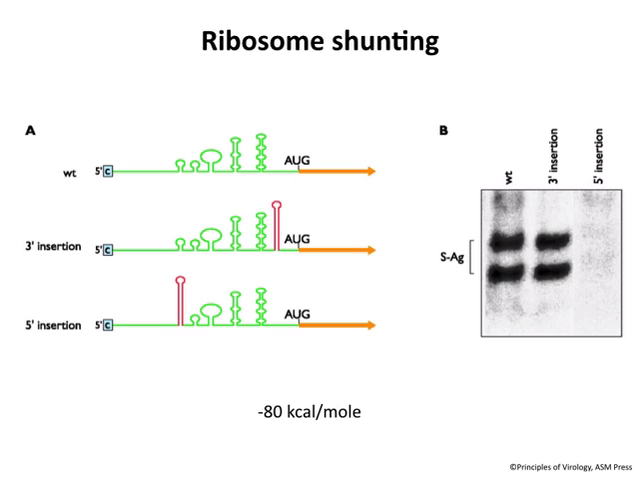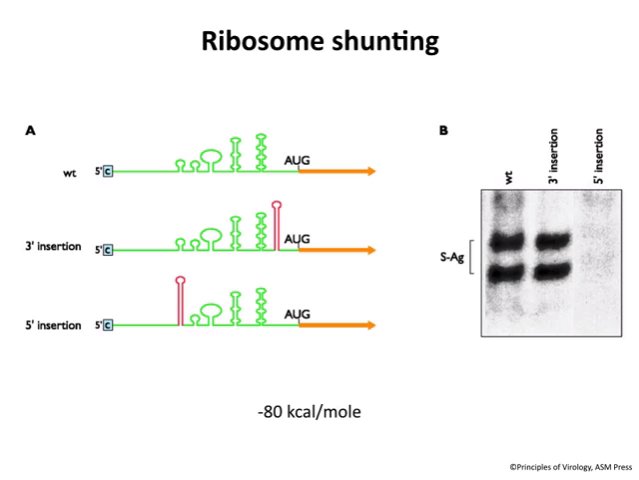But look at when we put a stem loop, the same stem loop, at the 3' end of the UTR, just before the AUG. Yeah, that's fine. Protein is made. So apparently, ribosomes can get through it. How is that possible? They can't get through one that's placed upstream. Well, the answer is ribosome shunting.